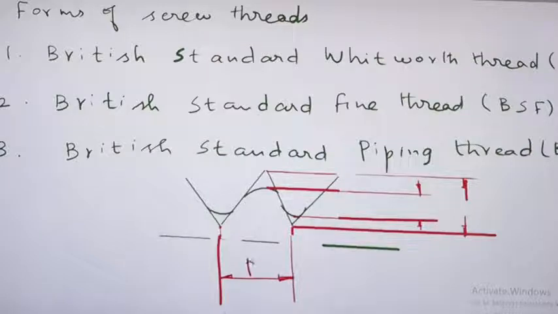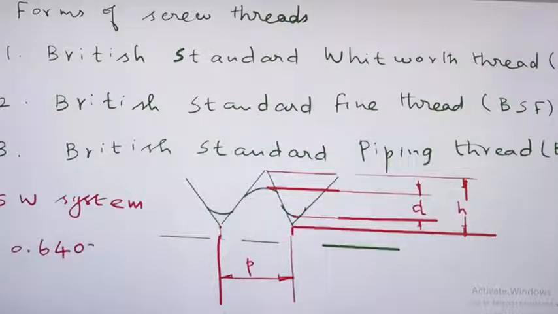This is the pitch P measured between root to root of adjacent screw threads. This is the depth measured from root to crest of a screw thread. This is height H, again measured from root to crest of the ideal screw thread. In a BSW system, the depth D of the screw thread is equal to 0.64027 times the pitch of the thread.